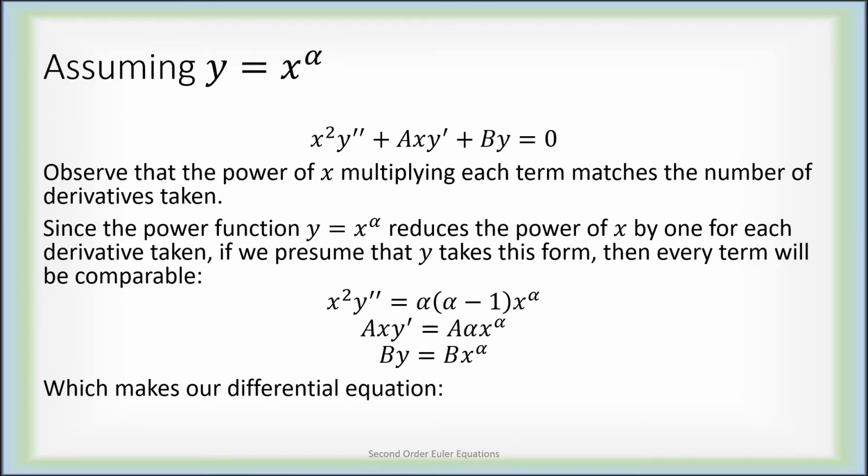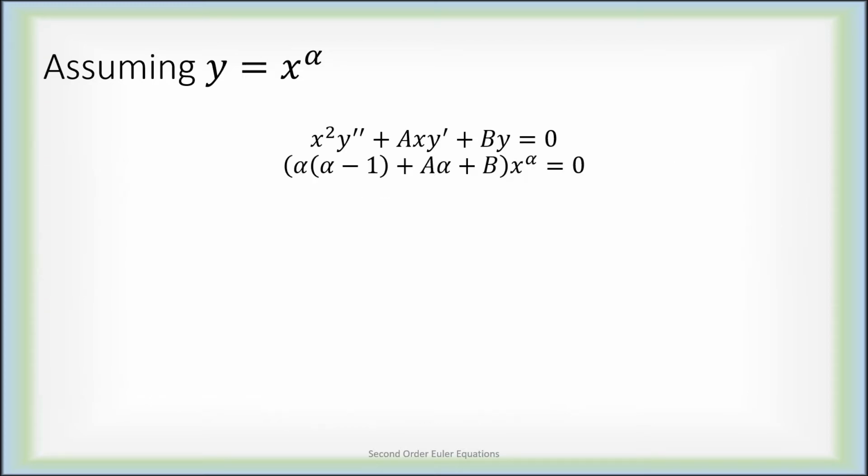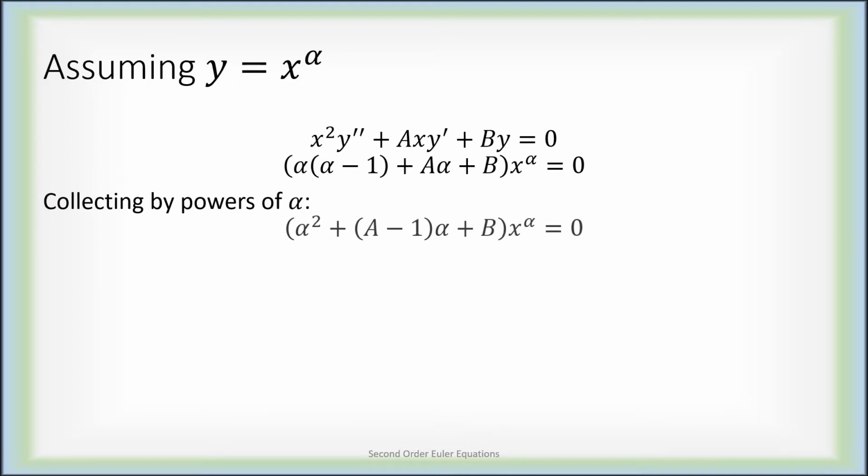So then we can take our differential equation and plug these in. All terms have x to the alpha, which we just factor out, and we get alpha times alpha minus 1 plus a alpha plus b, all in parentheses, times x to the alpha must be 0. Okay, so having assumed that y is x to the alpha, we've changed our differential equation into this expression right here. Now, if I collect by corresponding powers of alpha itself, inside that parenthesis we get alpha squared plus a minus 1 times alpha plus b, times x to the alpha is 0.